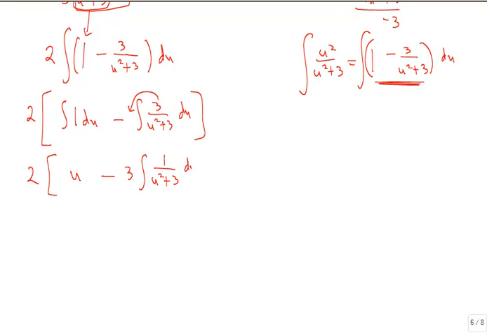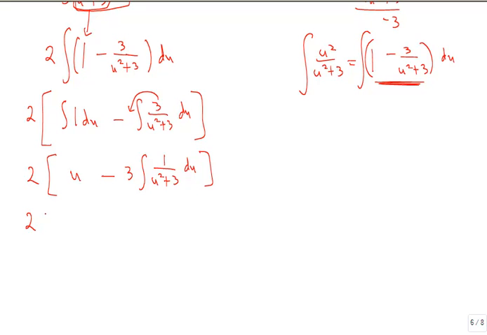And now it is something we can handle, because with that 1 on top, this has the look of an arctangent. Unfortunately, we don't have a nice perfect square where this 3 is, but that's okay. What number, when you square it, gives you 3? The square root of 3. So our a is going to be square root of 3.